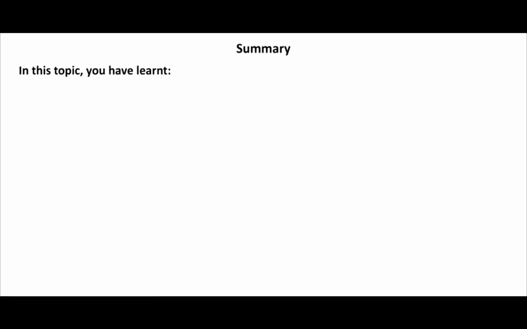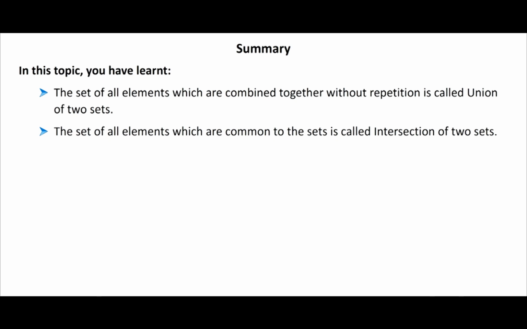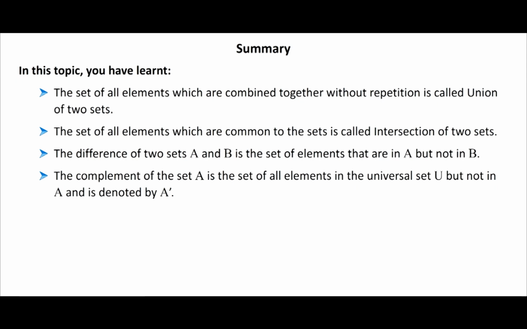In this topic, you have learnt the set of all elements which are combined together without repetition is called union of two sets. The set of all elements which are common to the sets is called intersection of two sets. The difference of two sets A and B is the set of elements that are in A but not in B. The complement of the set A is the set of all elements in the universal set U but not in A and is denoted by A'. Two sets which have no common elements are called disjoint sets.